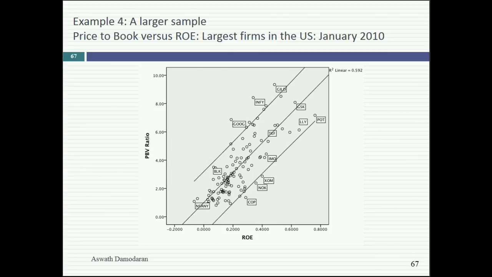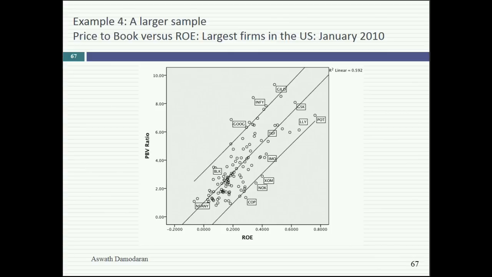Any point that falls between those two lines, I cannot reject the hypothesis that it's actually fairly valued. So see all those points in the middle? They're off the regression line, but they're actually within the bounds, so statistically they're all fairly valued. So where are my interesting stocks? My interesting stocks are the stocks that fall above the line and those that fall below the line.